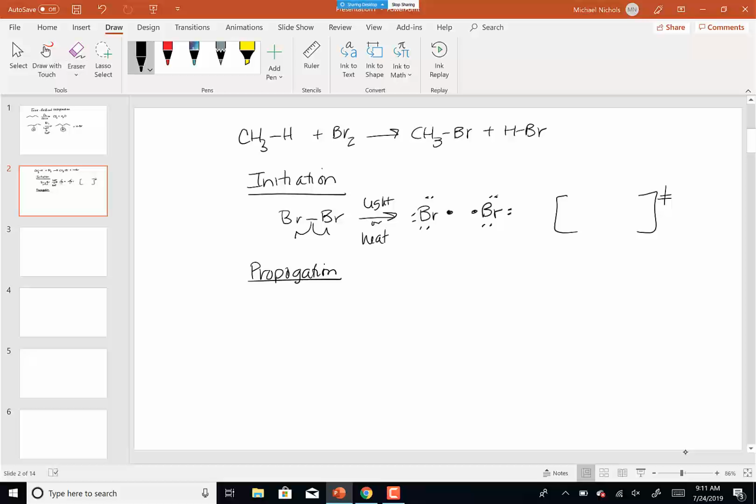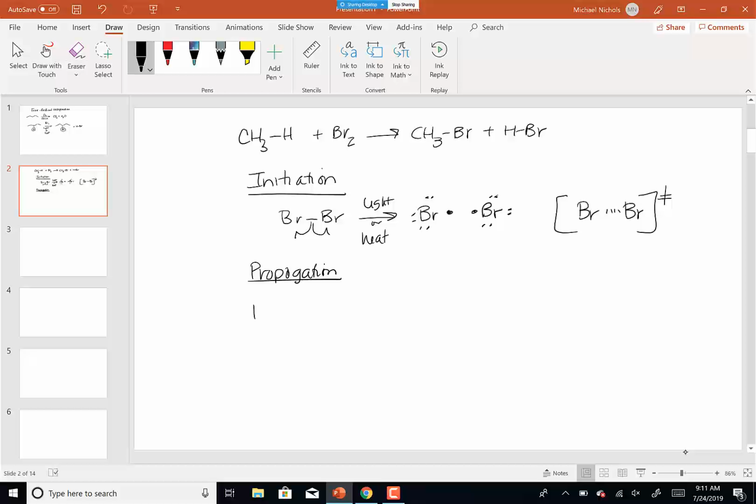So what bond am I breaking? The Br-Br bond. So what should go between the 2 Brs? A dotted line. So in the transition state, I've got a partial bromine-bromine bond because I'm breaking it. Okay.